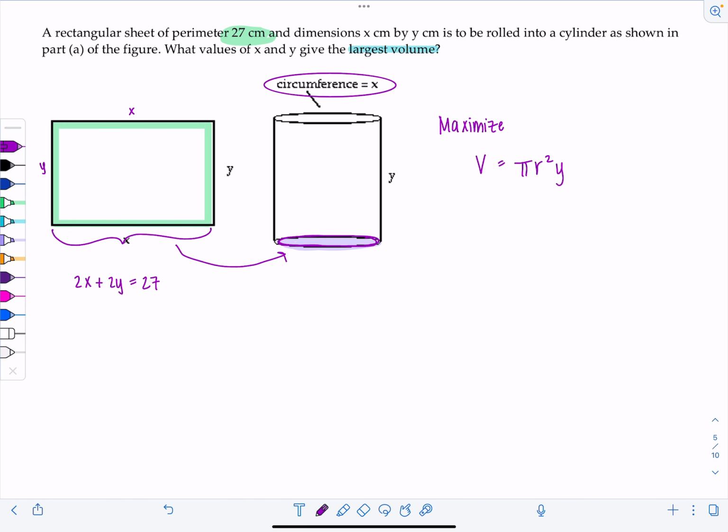So circumference of a circle, perimeter of a circle we call circumference, is 2 pi r, and that's equal to x. So it looks like I have more information about x. I'm going to try to rewrite both r and y in terms of x. So r is equal to x over 2 pi. And then I could say 2y equals 27 minus 2x. So y is 27 over 2 minus x. And both of those quantities I'm going to sub in now to the volume equation. So I can write volume in terms of x.